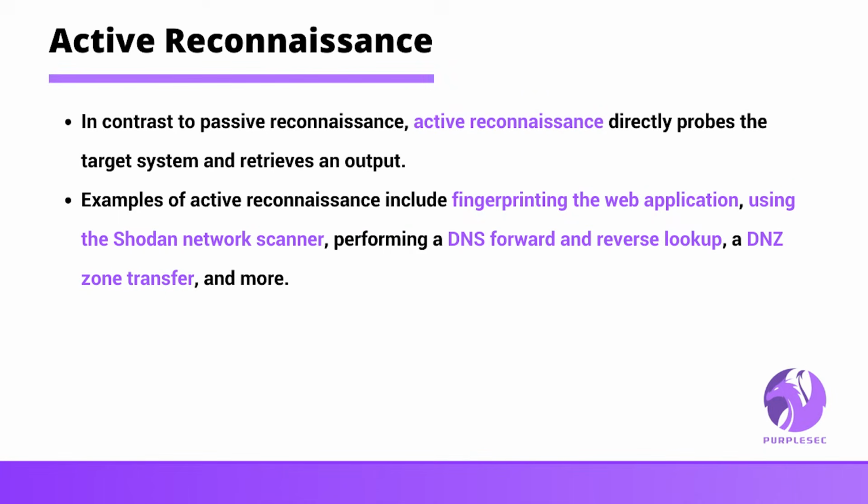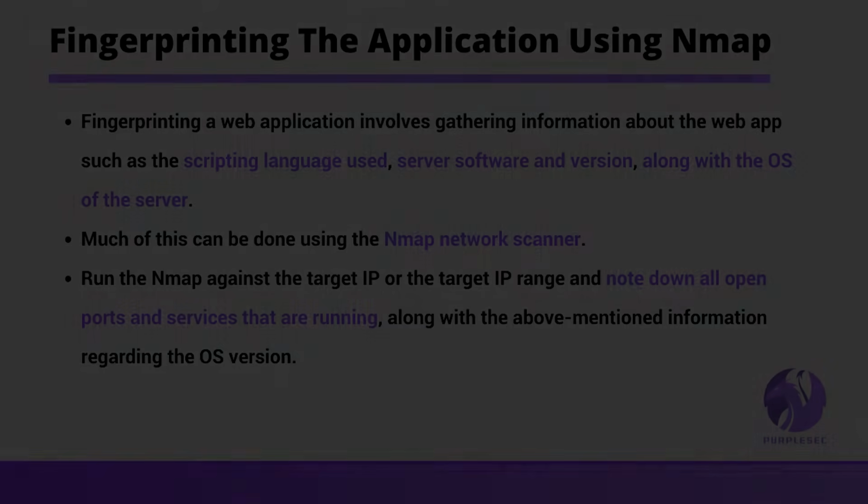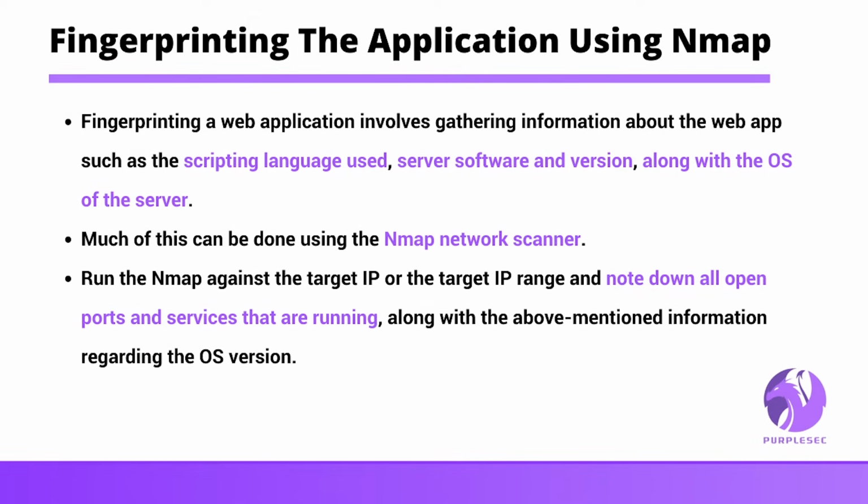In contrast to passive reconnaissance, active reconnaissance directly probes the target system and retrieves an output. Examples of active reconnaissance include fingerprinting the web application, using the Shodan network scanner, performing a DNS forward and reverse lookup, a DNS zone transfer, and more. Fingerprinting a web application involves gathering information about the web app, such as the scripting language used, server software and version, along with the operating system of the server.